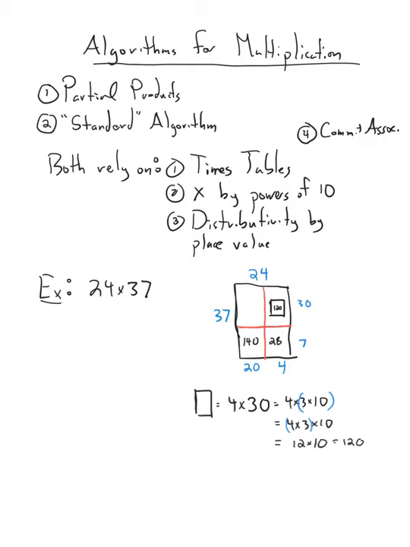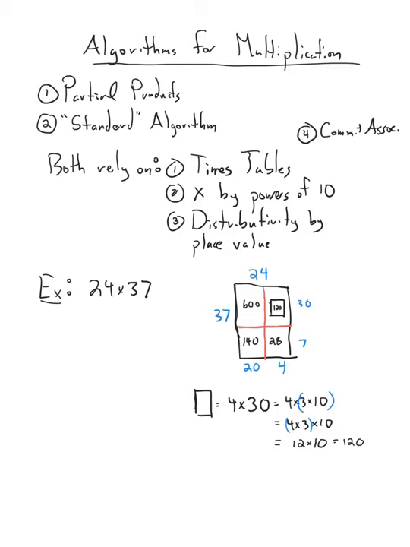And I'm not going to write out the using commutativity and associativity for this block, but it's that same idea. It's 20 times 30. 2 times 3 is 6, and we put 2 zeros after it. So if we add up all of these guys, 600 plus 120 plus 140 plus 28, we will get the area of this big rectangle, which will give us this product. And that's the whole idea basically behind partial products.